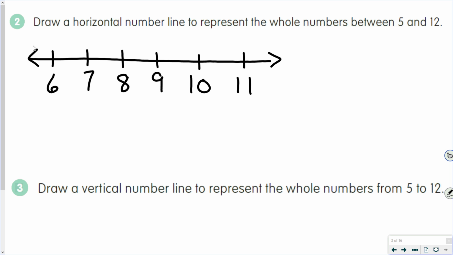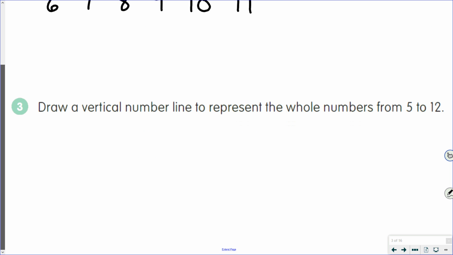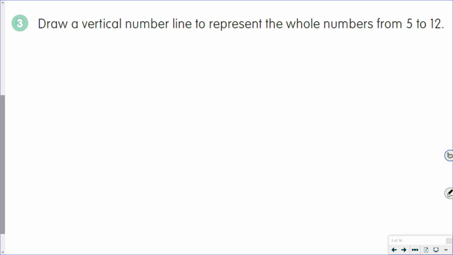For our next example here, we're drawing a vertical number line. Well, the vertical number line goes up and down. So on this one, I'm going to start at the bottom and work my way up. And again, I'm not looking for it to be absolutely perfect, but I am looking for an attempt to get that line straight. Okay. And with our vertical number line, we do start at the bottom with our lowest number.